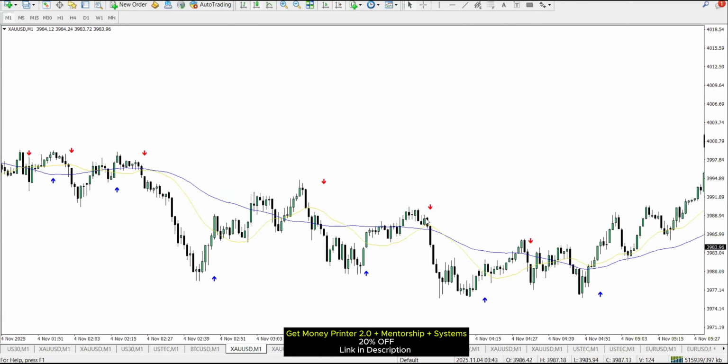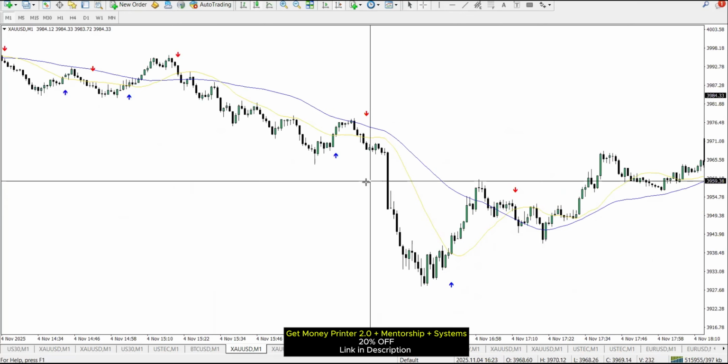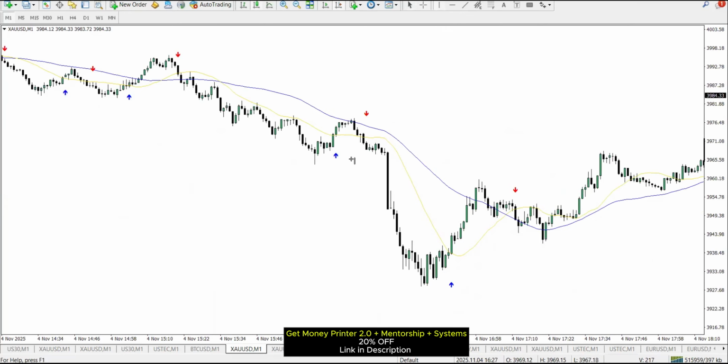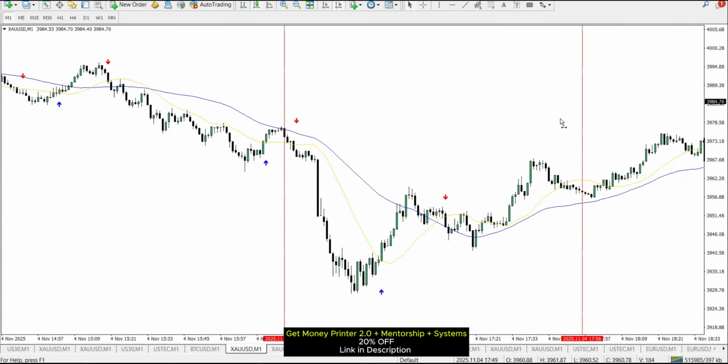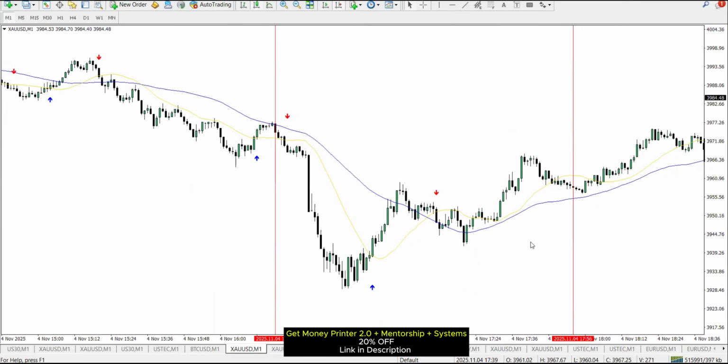So now let's go to the next day. Awesome. Okay, guys. So as you can see, this is the time around where I start taking my trades, and I will stop at London close, which is around this time. Okay. Now, this is the area in which we are going to be able to look for potential trades.